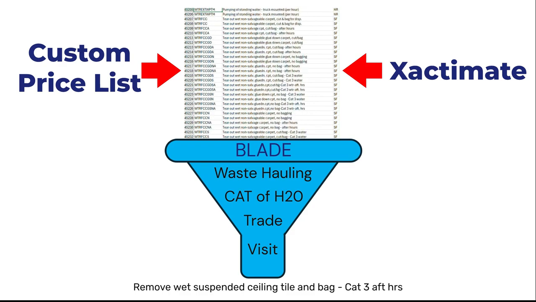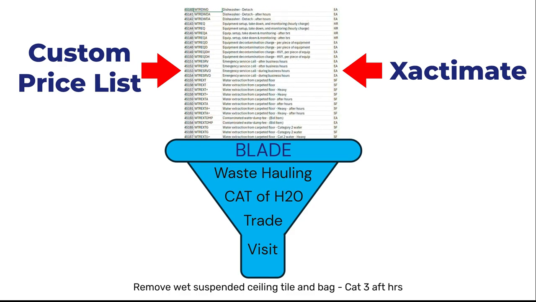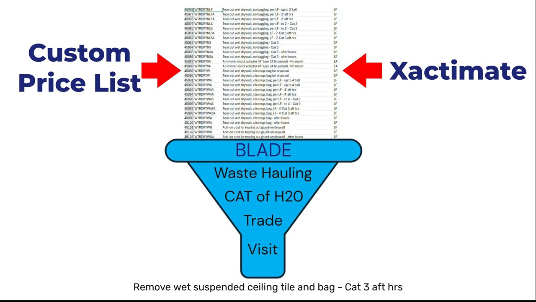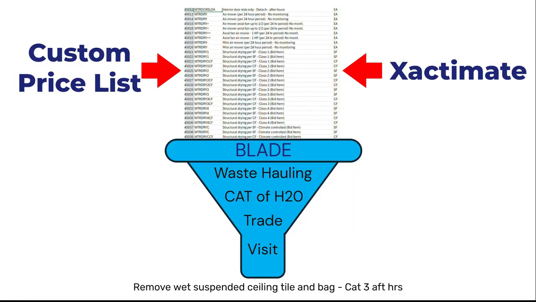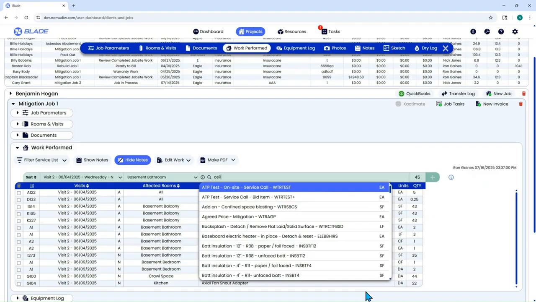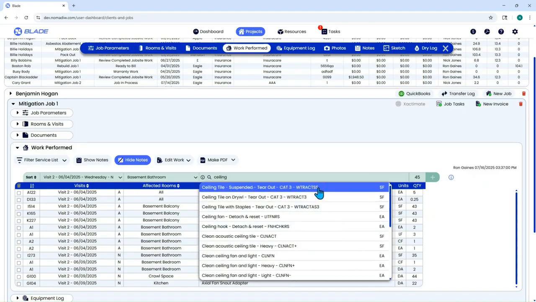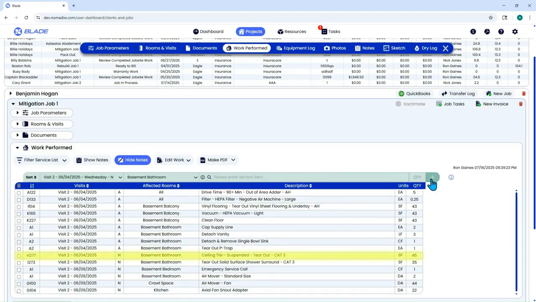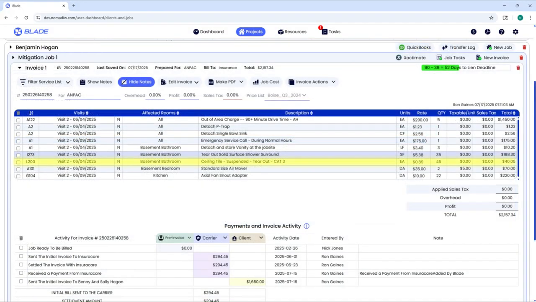By pre-filtering the searchable and selectable line items, Blade facilitates speed and ease of use and eliminates duplicate data entry, so work logged at the job site can instantly become an accurate invoice. Technicians see a limited list of easy-to-understand line items when recording work performed. The entries they make instantly become the invoice.